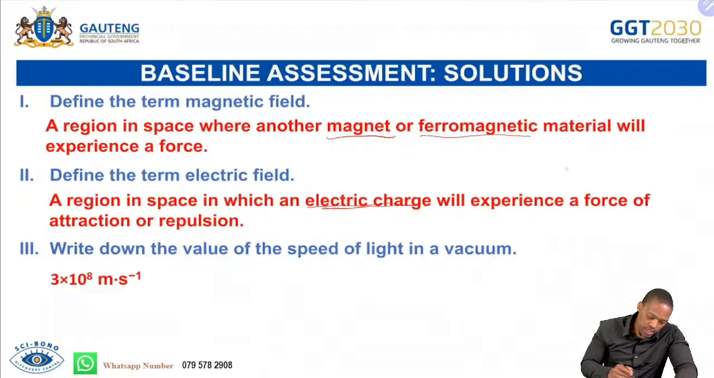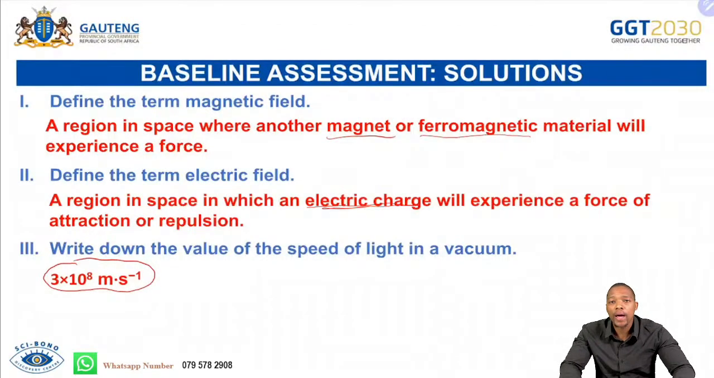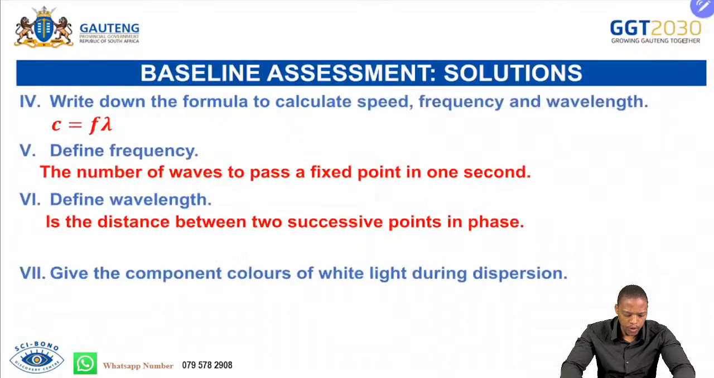And the answer to that is the value of the speed of light is 3 times 10 to the power of 8 meters per second. That's how fast light moves in a vacuum. Again, something that we spoke about last week when we were looking at refraction, reflection, and even dispersion of white light. Okay, we continue there.